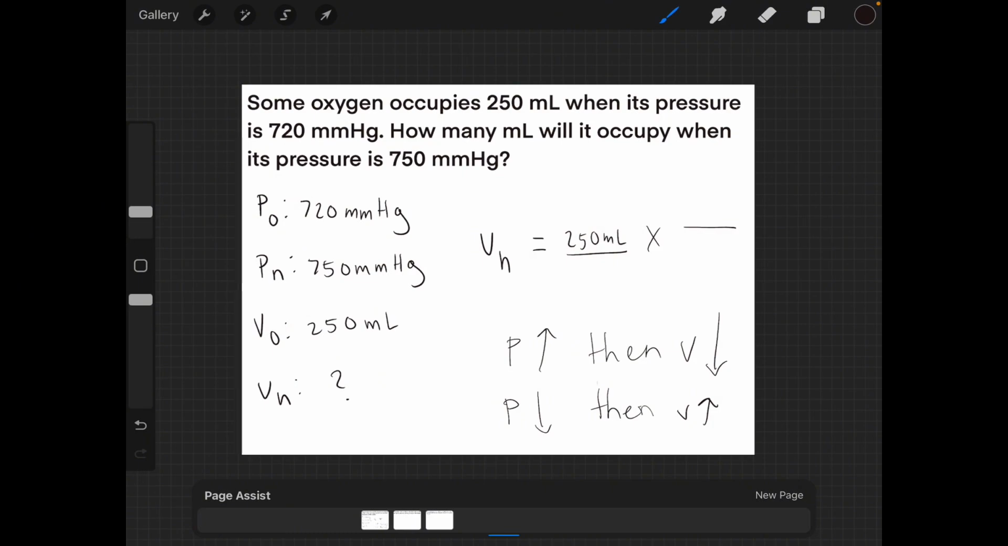If you have observed that the variable you are solving for is going to experience an increase, the larger number of the other variable will go on the top. If you have observed that the variable you are solving for is going to experience a decrease, the smaller number of the other variable will go on the top. In our example, we know the volume is going to decrease, which means the smaller pressure of 720 millimeters of mercury is going on the top, and the larger pressure of 750 millimeters of mercury will go on the bottom.